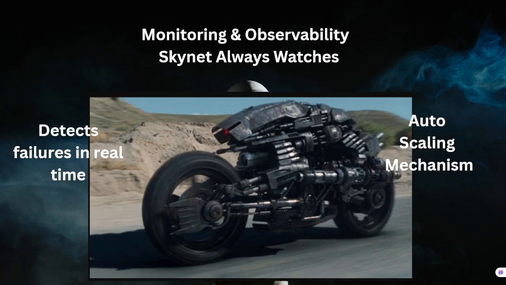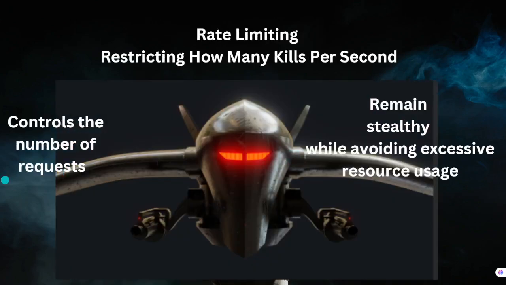Example: in Terminator 2, the T-1000 scans the environment, checks heat signatures, and analyzes damage level, just like a monitoring tool that collects logs and metrics. If a Terminator stops responding, Skynet knows it failed and it deploys a replacement using an auto-scaling mechanism. The next concept is rate limiting.